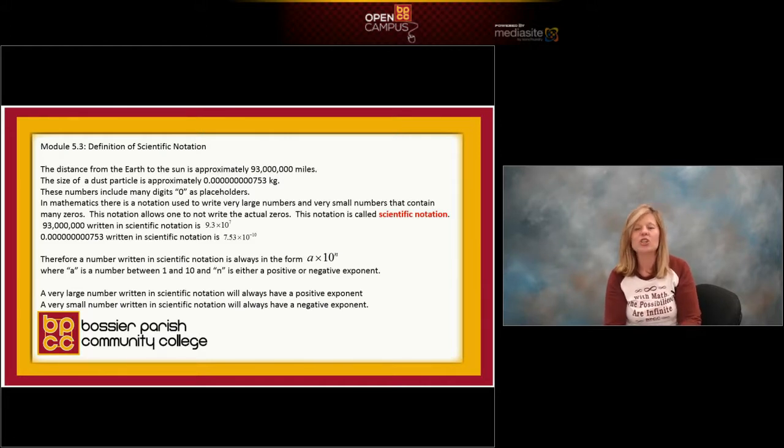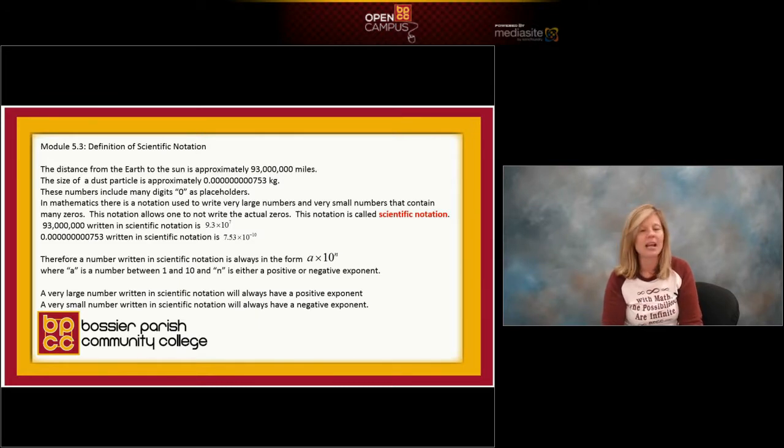Now, how do we change these numbers to scientific notation? Well, 93 million written in scientific notation is 9.3 times 10 to the 7th power. The size of the dust particle written in scientific notation is 7.53 times 10 to the negative 10th power. So what I want you to notice is, first of all, scientific notation is a notation. It's a way to write something.